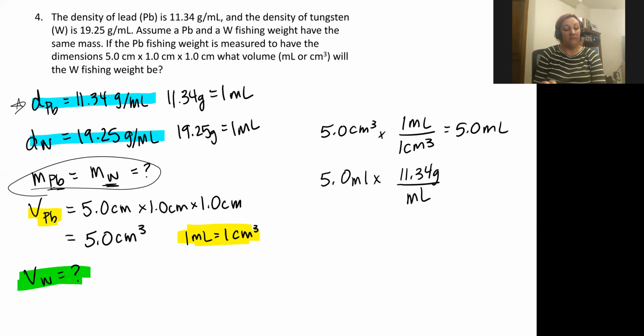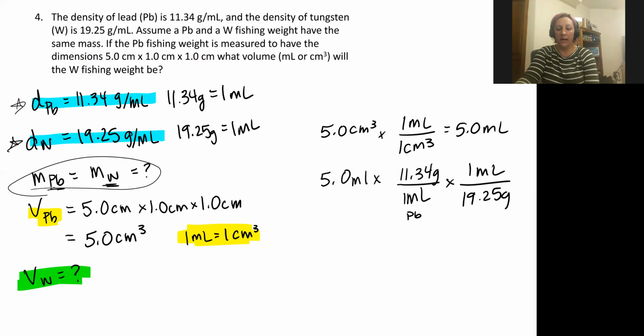So once I know the mass of my lead weight, I know the mass of my tungsten. And if I need to be in volume of tungsten, I would be using that density to convert. So here's my lead density. I'm now going to use my tungsten density to convert into milliliters. So I want 1 milliliter divided by my 19.25 grams, and this is for tungsten. So I'm seeing that my milliliters will cancel, my grams will cancel, and now I'm in milliliters for my tungsten. And so when I calculate that out, I get a value that is 2.94545 milliliters.